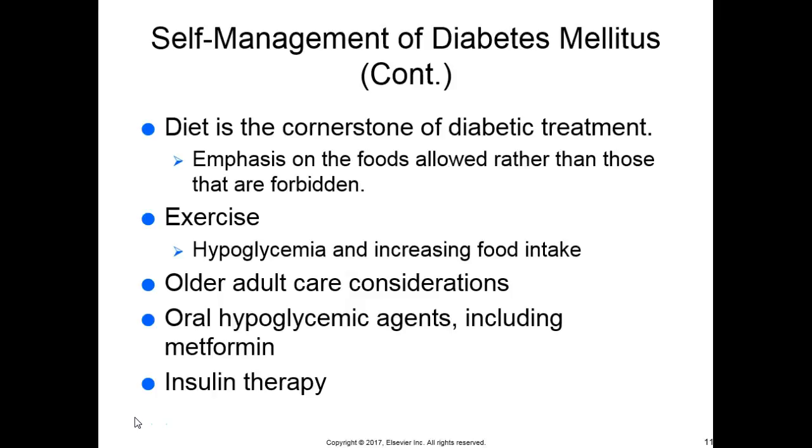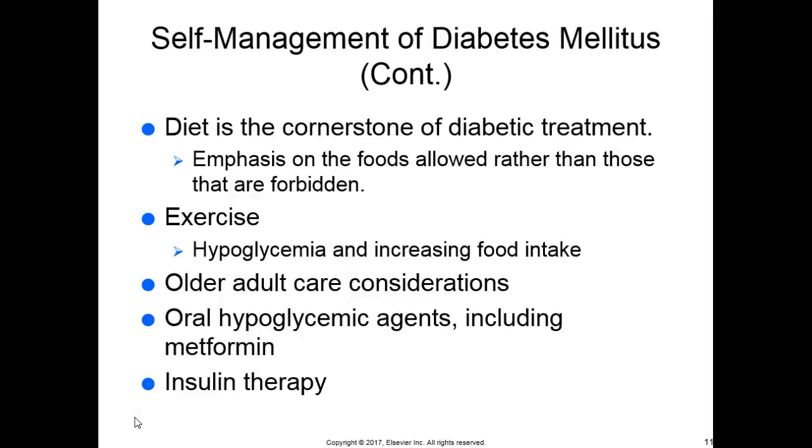Insulin itself can't be taken orally. It has to be injected. It can also be given via IV drip. If that's the case, the patient is carefully monitored, and the insulin that's used is rapid-acting or regular insulin. It's not a long-acting insulin. And then the patient has blood sugars done periodically, and the dosage is changed based on those values.